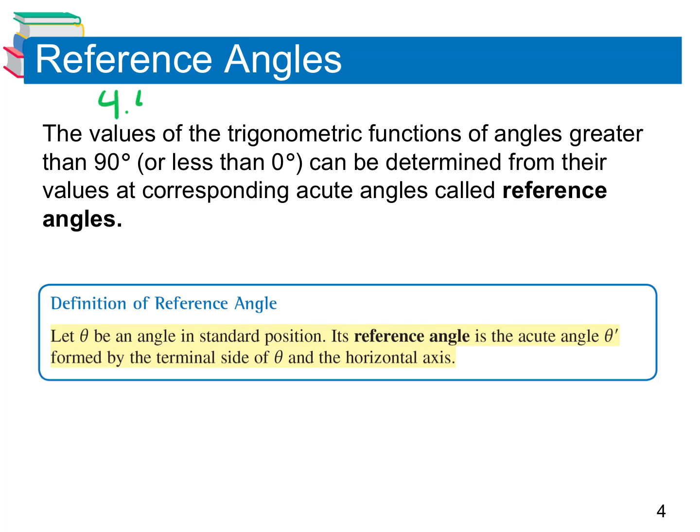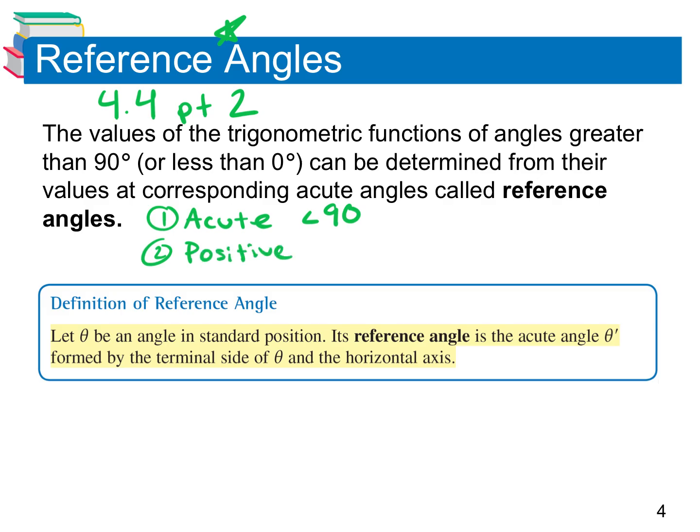So 4.4 part 2. So we're going to talk about reference angles. Two things that we have to keep in mind about our reference angles is that they are always going to be acute. What does acute mean? Less than 90. And that they are always positive. So reference angles are going to be like a smaller version of our actual angle that we have, so we can use them to solve our trig functions.